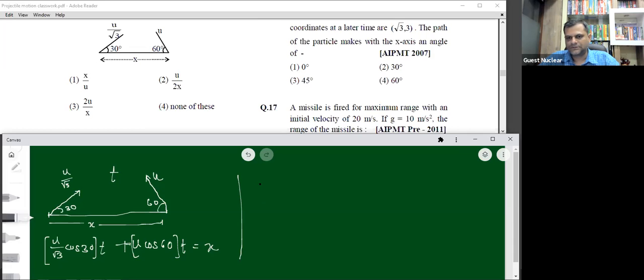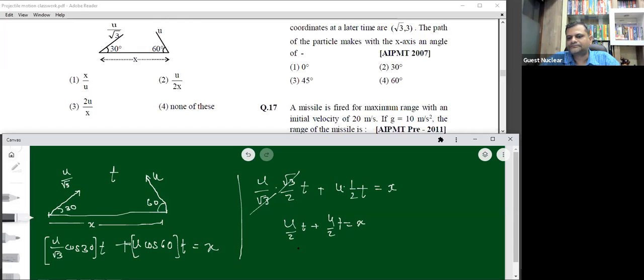Let us solve this. So u by root 3 into cos 30. How much is cos 30? We know that it is root 3 by 2 into t as it is. Plus here it is u cos 60. We know that cos 60 is 1 by 2, right? And into t again. And that is going to be actually x. So that we can conclude this root 3 will get cancelled. And we'll be left with u by 2 t plus u by 2 t is equal to x.